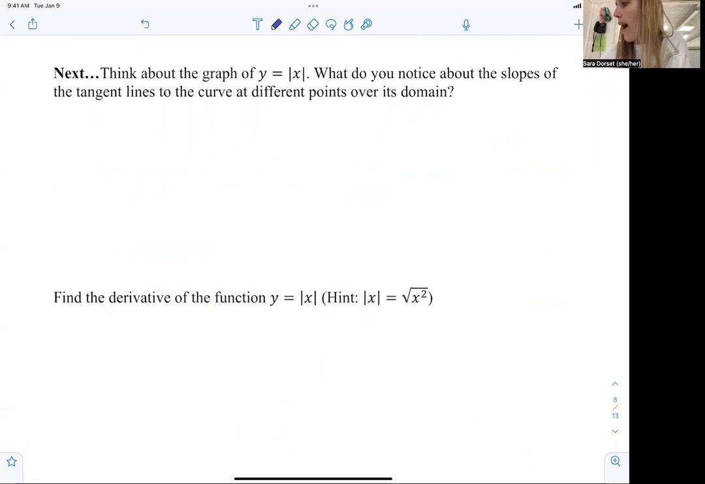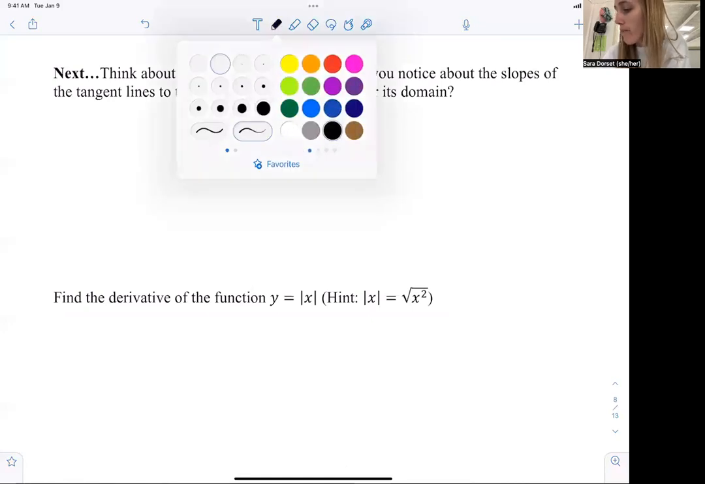Think about the graph. That's kind of obnoxious. Devin, can you close the door? Thank you. So let's think about the graph of y equals the absolute value of x.